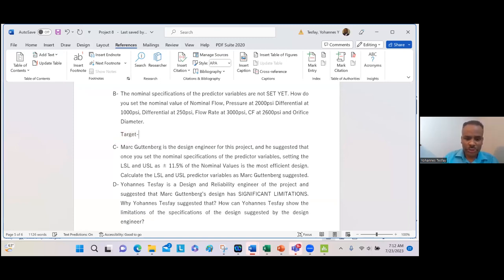So to estimate that, the target, mean is the best. Okay, mean is the best estimator.